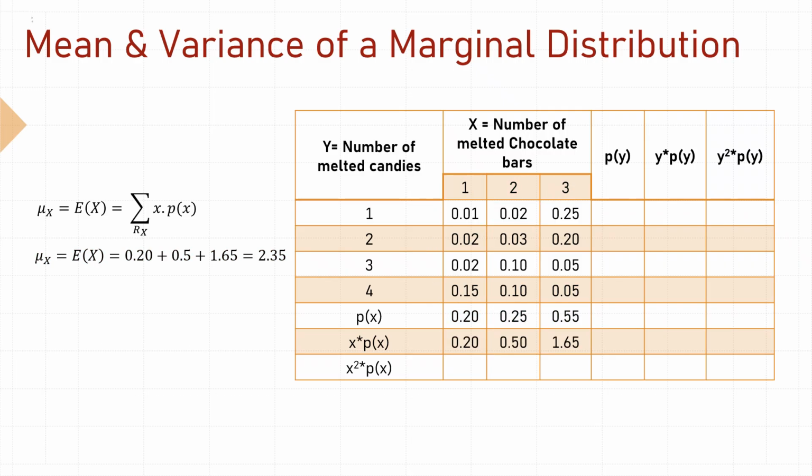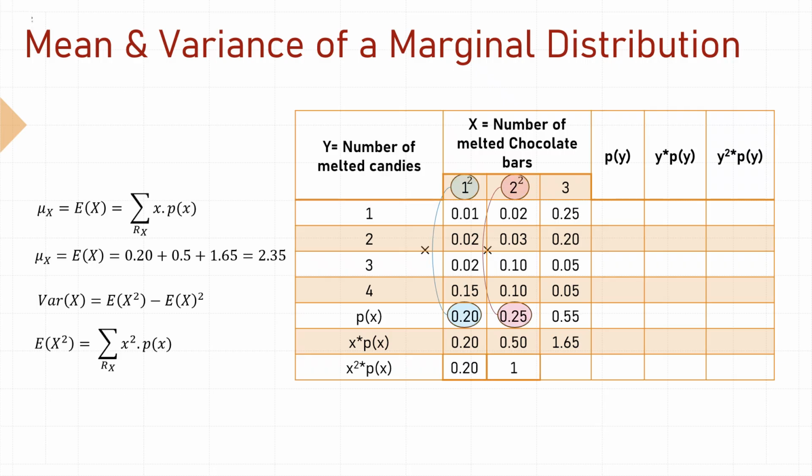Finally, to find the variance of x using the computational formula, we need to find the expectation of x squared. Expectation of x squared is the sum of x squared multiplied by its corresponding marginal probability. That is 1 multiplied by 0.2 plus 4 multiplied by 0.25 plus 9 multiplied by 0.55. As the last step, we need to subtract the square of mu of x from this summation to find the variance of x. So the variance is 0.2 plus 1 plus 4.95 minus the square of 2.35, which is 0.63.